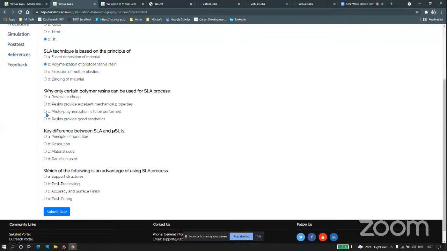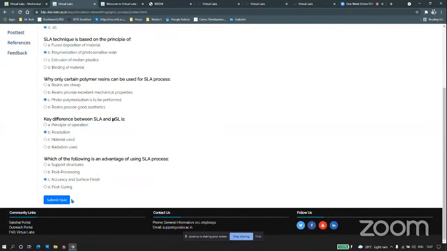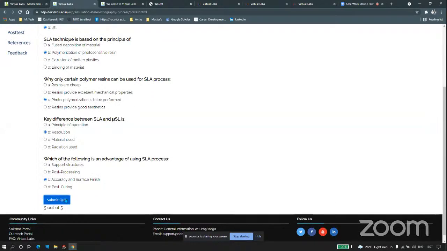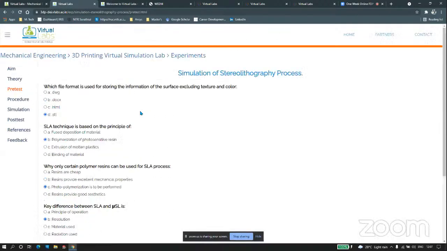photopolymerization is to be performed. So the key difference between SLA and micro stereolithography process is resolution. Which of the following is an advantage of the SLA process? So accuracy and surface finish. So let me submit the quiz and check the answers. So out of 5 I got 5. So next I'll be moving to the procedure.